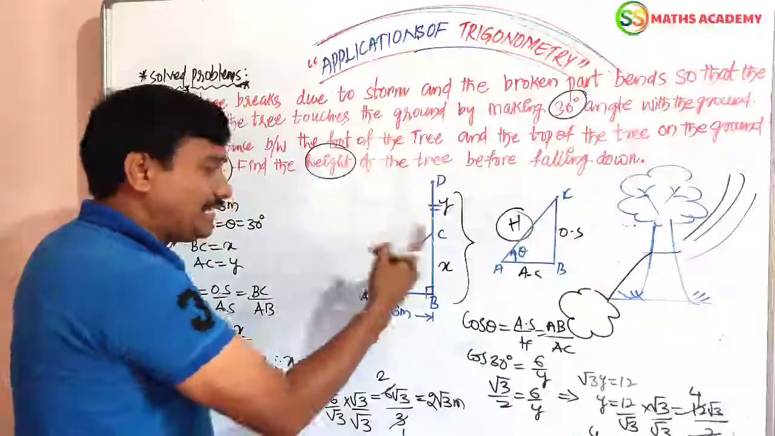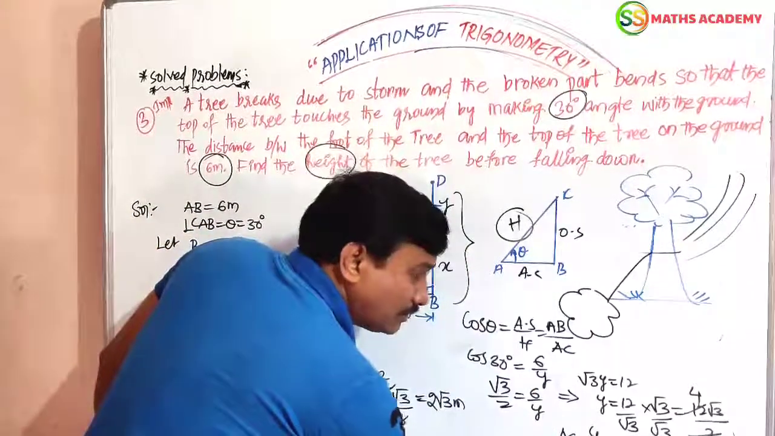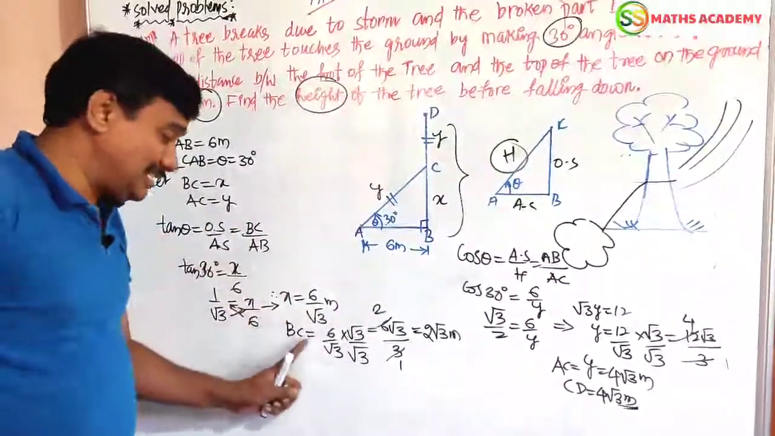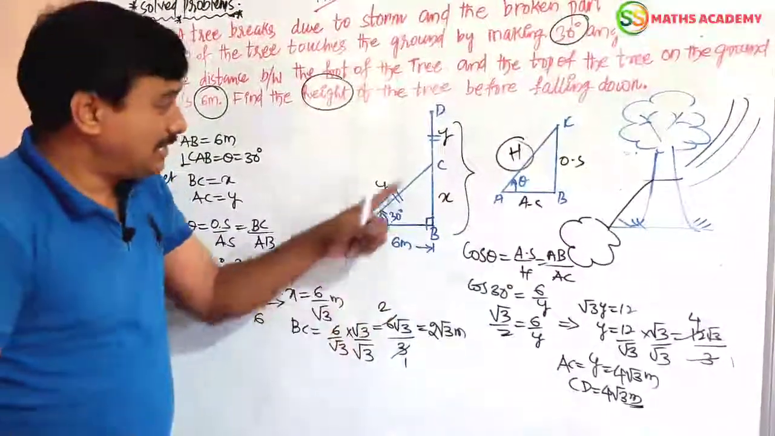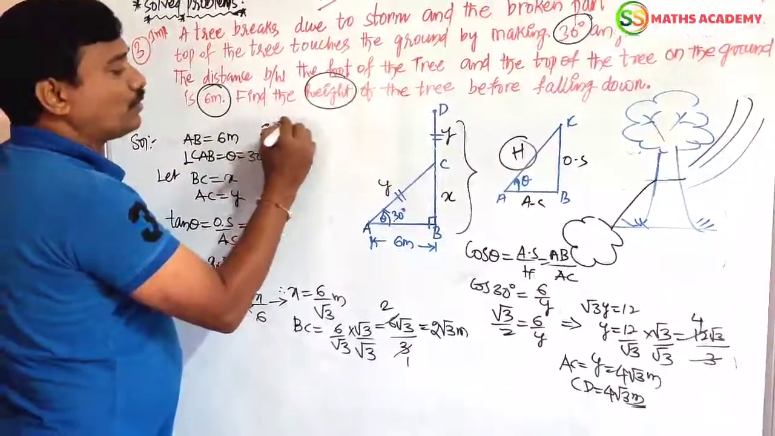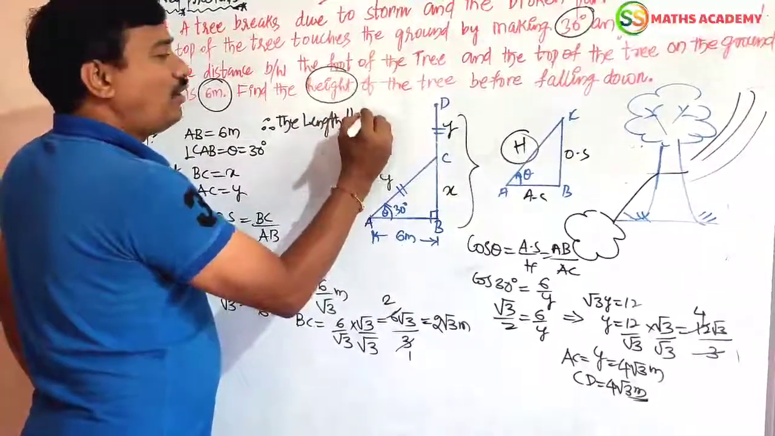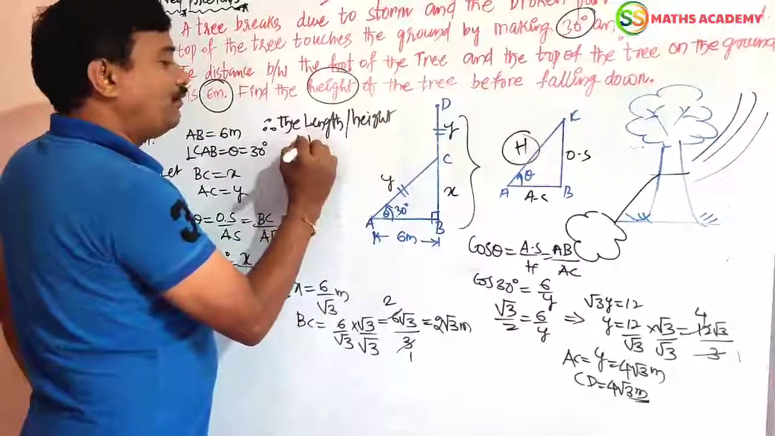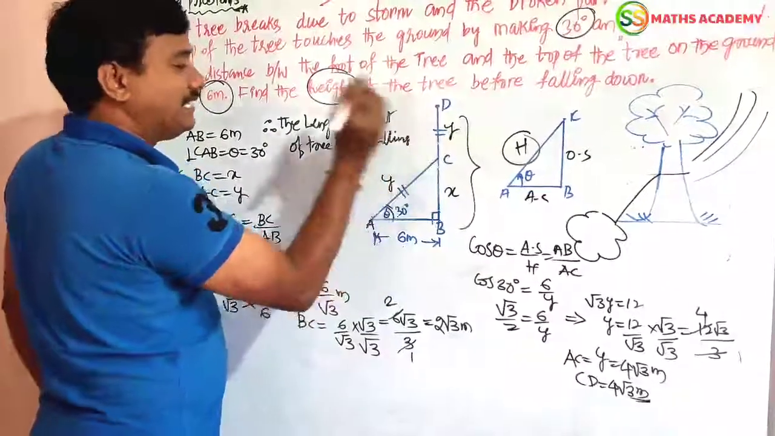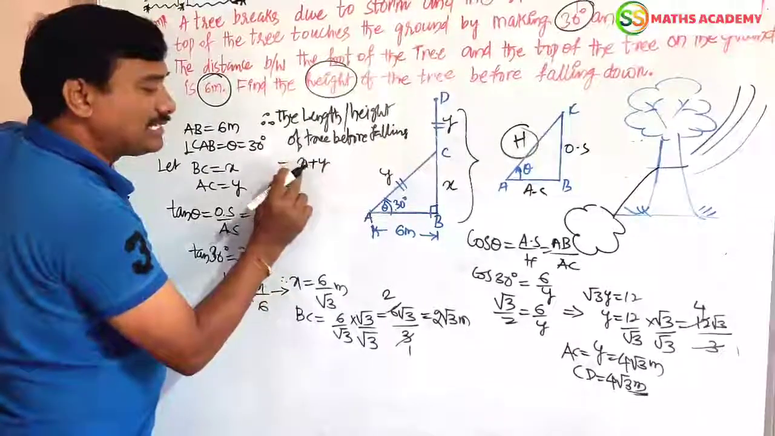y is nothing but, dear friends, AC. AC is nothing but CD. CD equals 4 root 3 meters. Yes, I got the BC value, and the AC value also. Then what is asked? Therefore, the length or height of the tree before falling, before breaking, is nothing but x plus y, friends. Sum of these two.